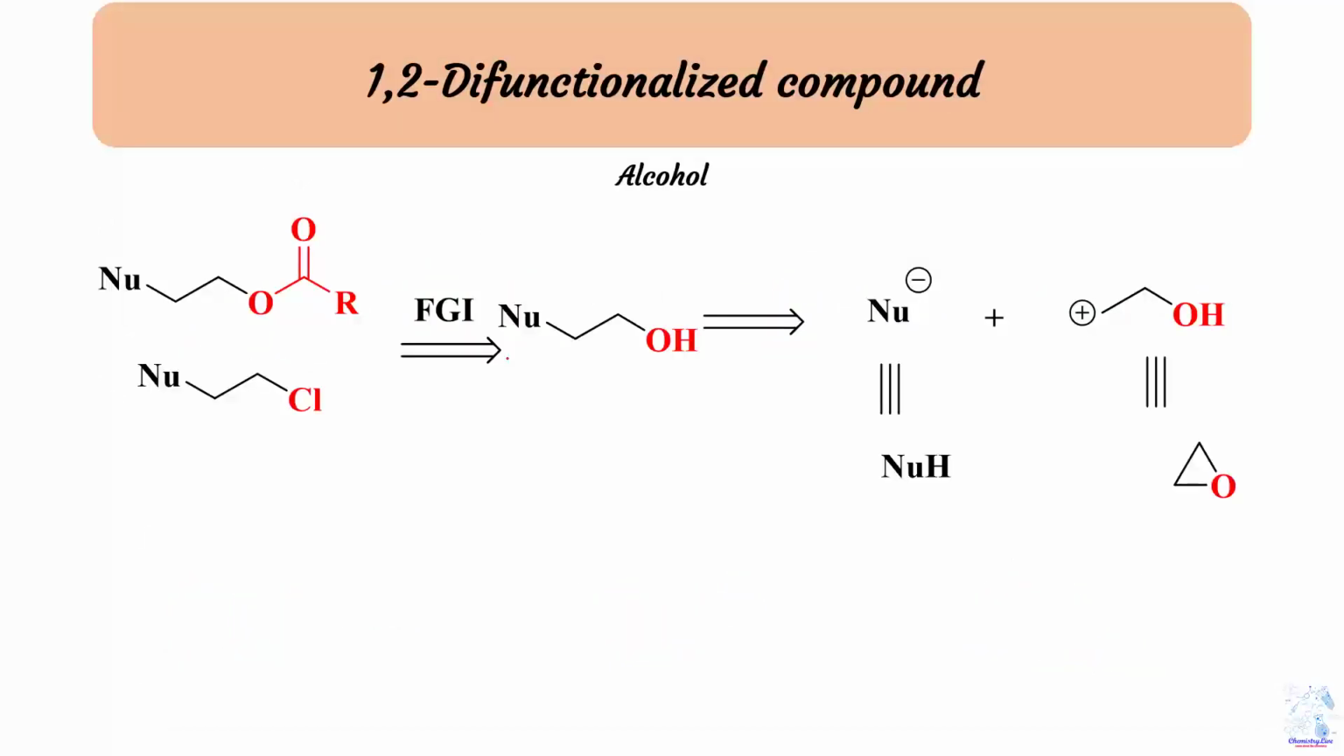Now the 1,2 difunctionalized compound. In the 1,2 difunctionalized compound, if we deal with the alcohol, then the disconnection should be from that position. Compounds with a heteroatom on the adjacent carbon atom are most helpfully considered as derivatives of alcohol, and disconnection of that gives the synthon and the corresponding reagent.